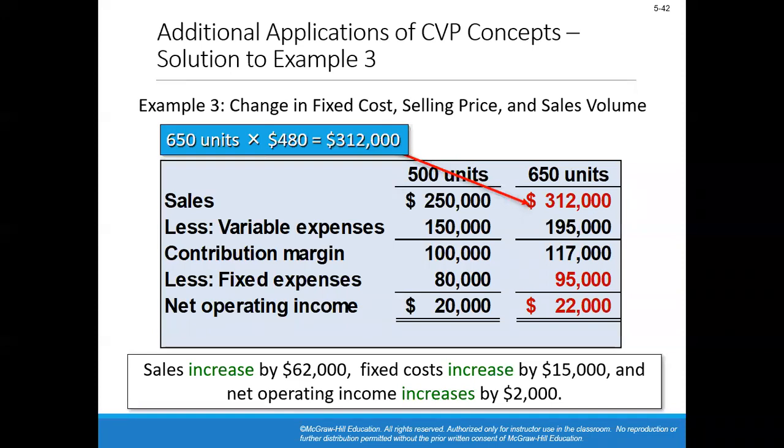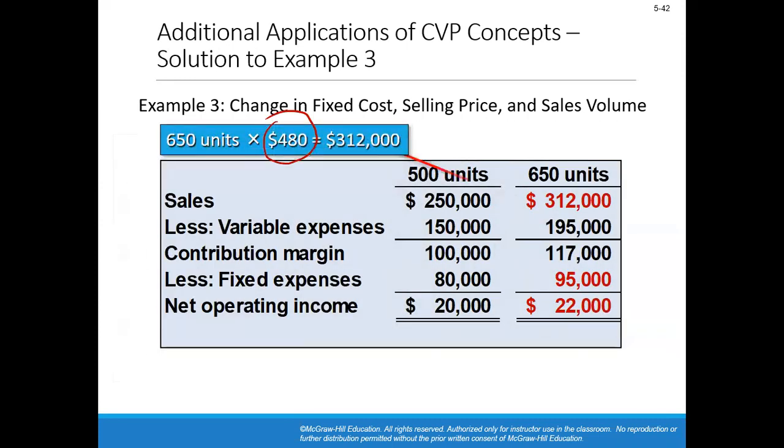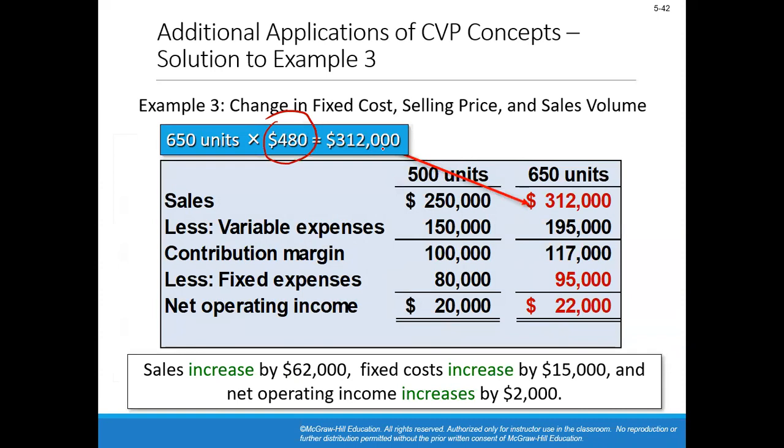We can look at the total scenario by preparing a contribution format income statement, because we see that our sales volume has changed from 500 to 650. So for 650, have we seen any changes in selling price? Yeah, we have, because the selling price has decreased by 20. So our existing selling price is 500, so it is now 20 less, I mean 480. So it should be 650 multiplied by 480. And there has been no change in variable expense, so it is the same, 195,000.